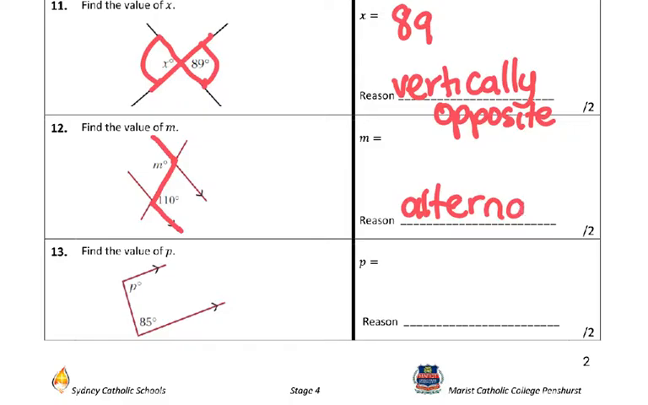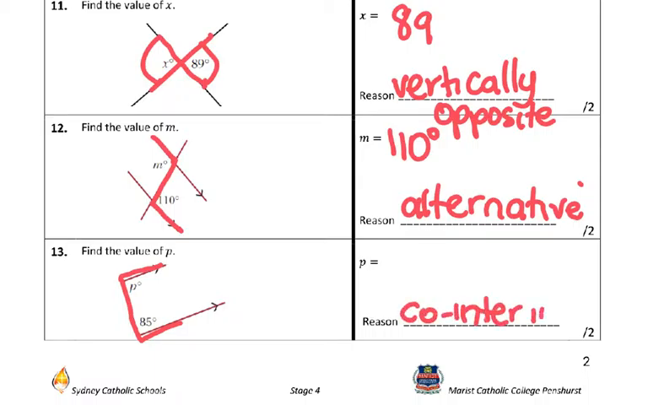When you have alternate angles in parallel lines, the alternate angle is always equal, so m has to be 110 degrees. Here we have the C shape, so that gives us co-interior angles. Co-interior angles are always supplementary, which means they add up to 180 degrees. So to find the missing angle, we take the 85 away from 180 and we get 95 degrees.